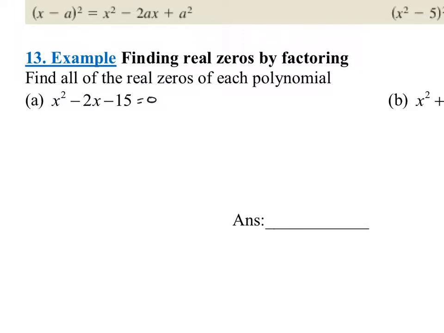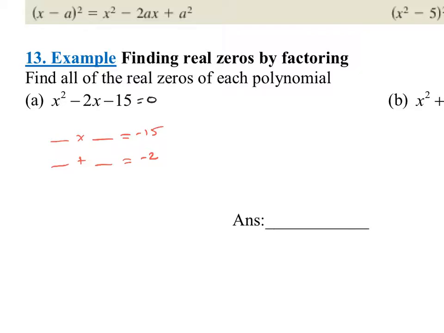One of the biggest techniques for doing this is factoring. So I need two numbers that multiply to be the constant. The constant here is negative 15. Those same two numbers need to add to be the middle coefficient. The middle coefficient here is negative 2. So they need to multiply to be negative 15 and add to be negative 2.